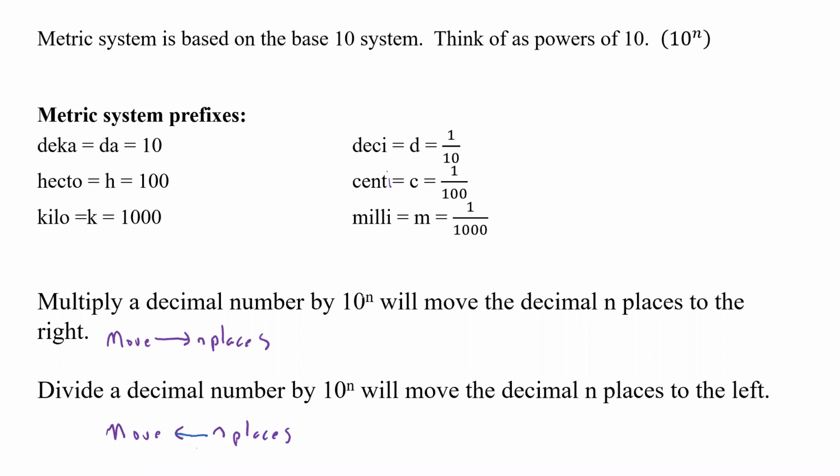Now, these are all assuming that our n is positive in these cases, because if you're multiplying by a negative, you're going to end up moving left, and if you're dividing by a negative, you're going to actually move to the right. So we're assuming n is going to be greater than 0 here.